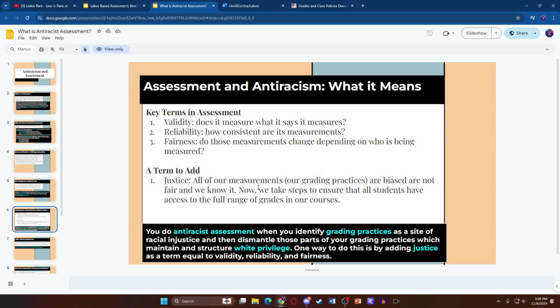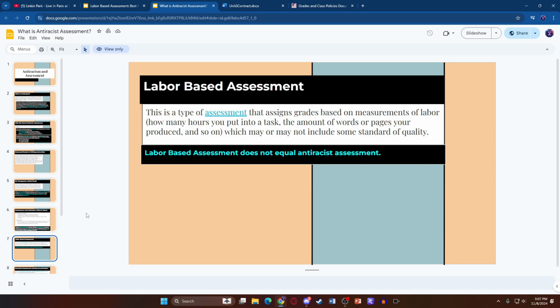By all of our measurements, our grading practices are biased and not fair, and we know it. Now we take steps to ensure that all students have access to the full range of grades in our courses, right? So we really want to look at our own courses, or the demographic data for the program in general, and ask: are certain students not being allowed to access certain grades in the course? And if so, then we need to make adjustments.